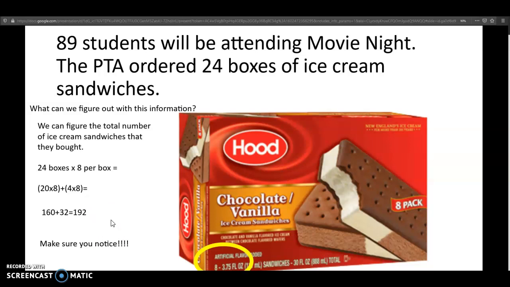And guys, you could have used any strategy we've learned so far to multiply. You could use the area model where you draw the boxes and it's organized. You could do partial products. You could do the standard algorithm. You know how to do all of those now. I used partial products. So they have 192 total ice cream sandwiches. They could lay them out, and everybody could get at least one because there are 89 students.